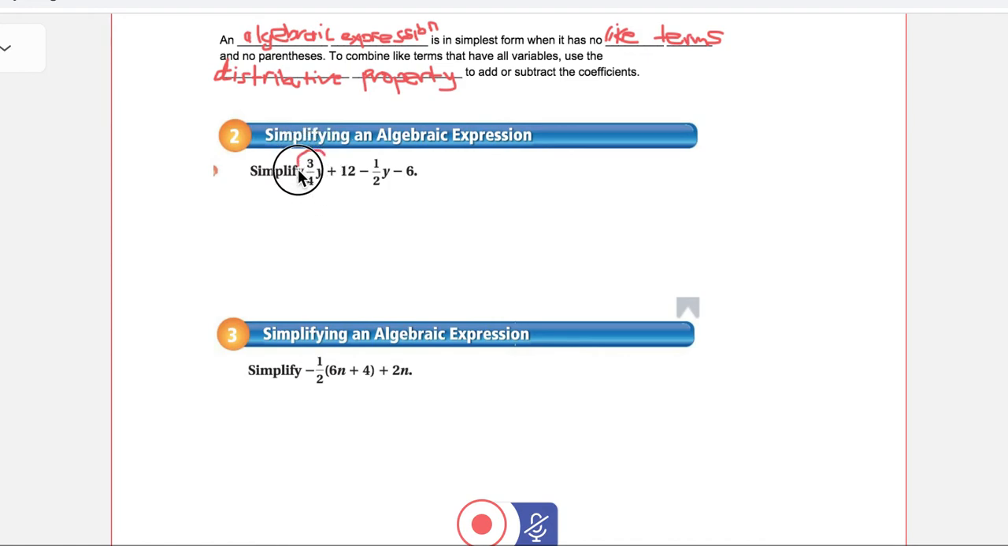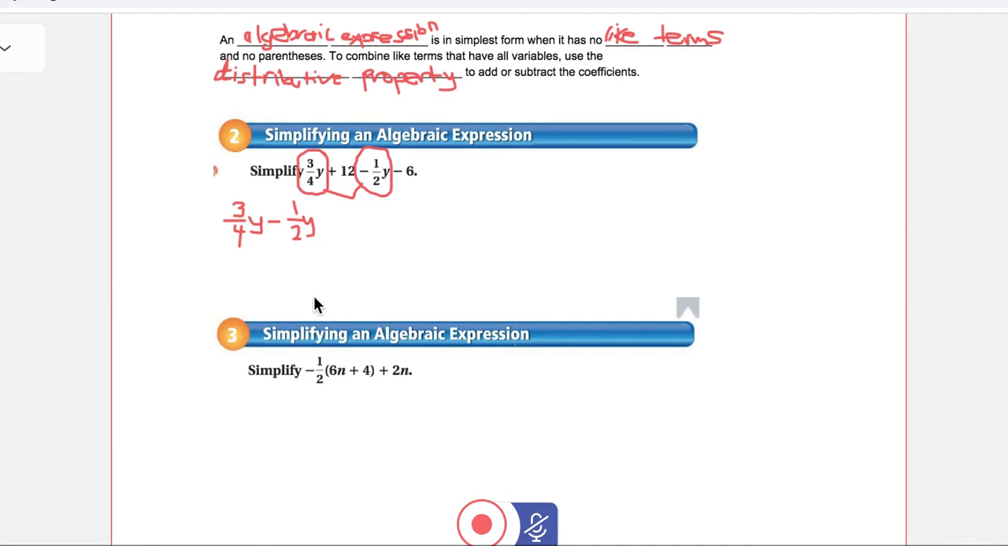Well, right off the bat I see I have a 3/4 y. Do I have any more y variables? Yes, there's a negative 1/2 y. Or I can think about that as a minus 1/2 y. So if I were to simplify this, I could say, well, 3/4 y, I can subtract a 1/2 y. Because remember, you can't subtract apples from oranges, but you can subtract apples from apples. So make sure your variables are the same.